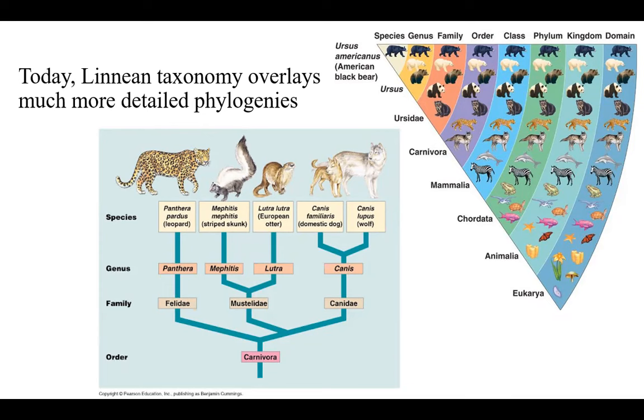Well, what were you guys talking about? So, felids and mustelids and canids are all carnivorans. That's true. These two animals are both in the same genus. That's cool. These two animals are different genera, but they're both in the same family. That's cool. But I think you're kind of getting it. Anybody else see something that they have a wondering about?